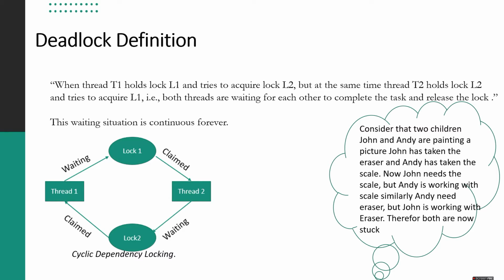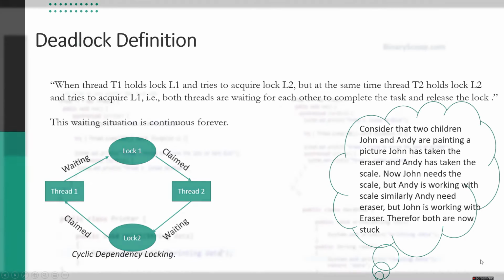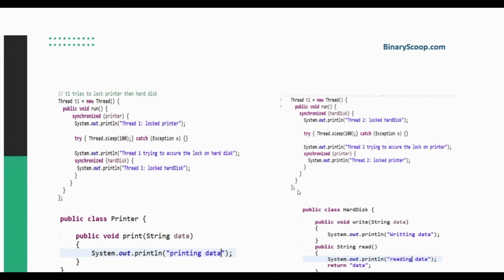Next step is to make a program on deadlock. So let's move to the next step. The program contains two threads, thread T1 and thread T2, and two non-shareable resources, printer and hard disk. During the execution, thread T1 tries to occupy the lock on the printer resource first, then it tries to take the lock on the hard disk.